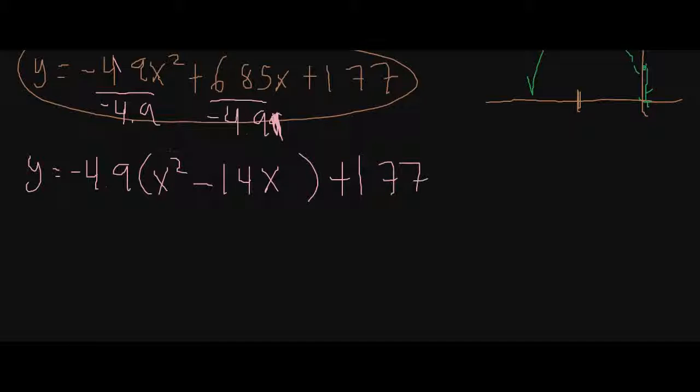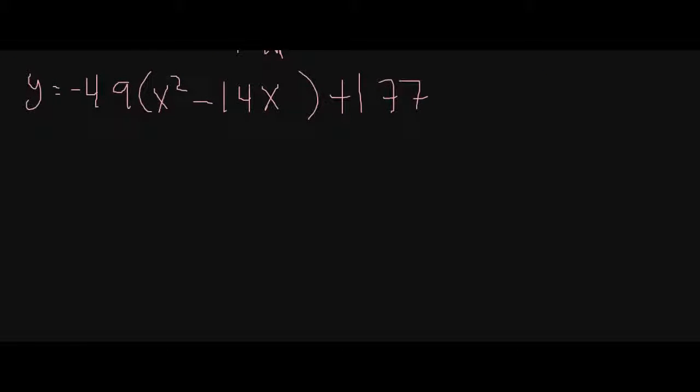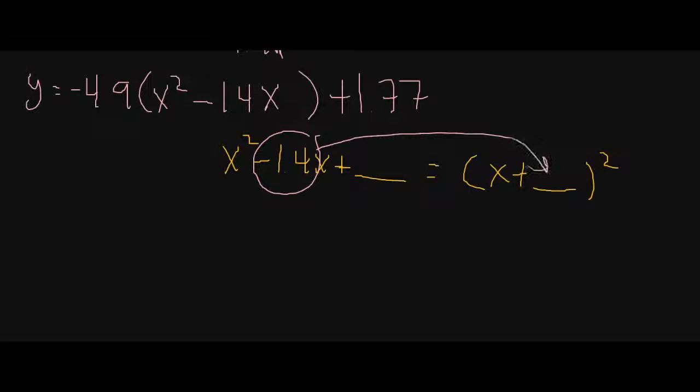So now that we pulled out that first term, we want to turn this into a perfect square. To do that, just like we've done in the past, we want to write x squared minus 1.4x plus blank is going to equal x plus blank squared. Well, what do we do to this term here to get this term out on the outside? Well, we're just going to divide this by 2, right?